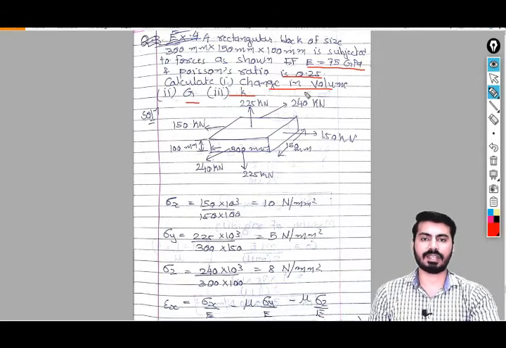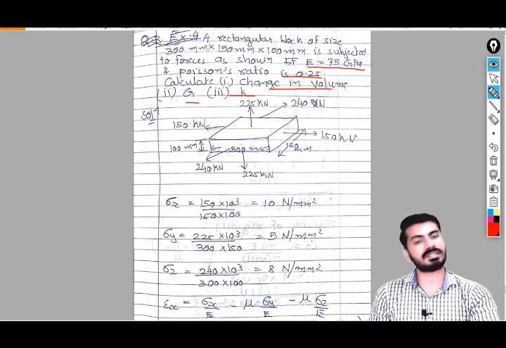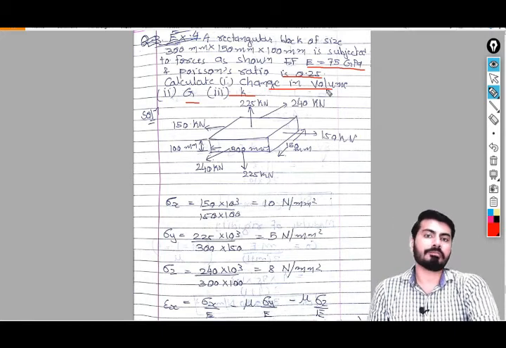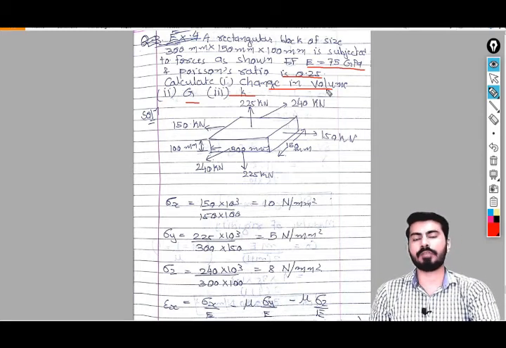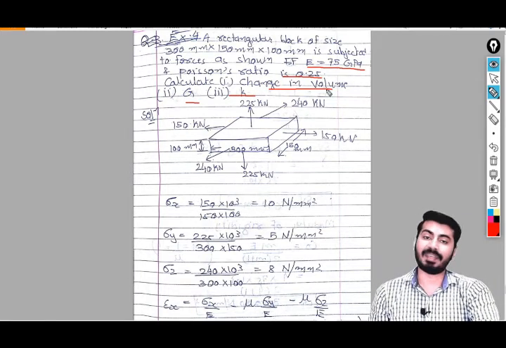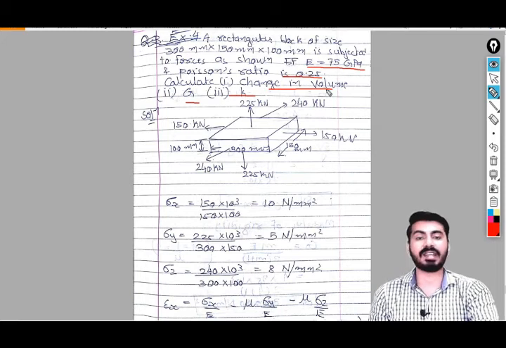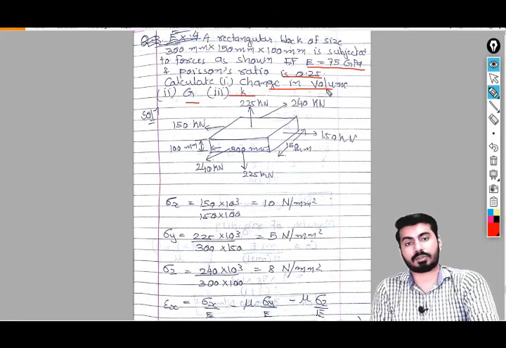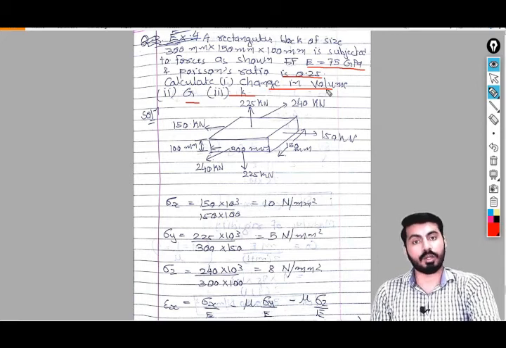Change in volume can be found using the equation of the volumetric strain. Volumetric strain is nothing but the change in volume upon original volume. So if you can find out the volumetric strain, then multiply it with the original volume and you will get the answer for the change in volume. So basically we are looking at the solution of the volumetric strain.